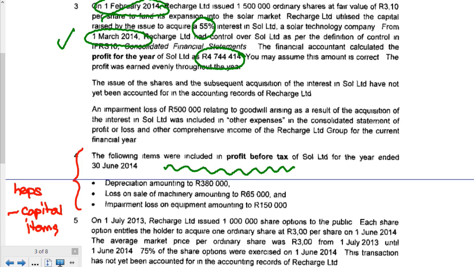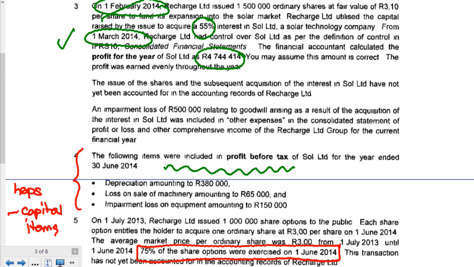We issued options to the public. This transaction has not yet been accounted for in the books. But on 1 July, we issued options for each share. On 1 June, the average price was until 1 June. Okay, here is the piece that comes into my basic earnings per share calc. Some of the options were exercised in the current year. So in the current year, there were options that were exercised, and so therefore there are shares that are issued.